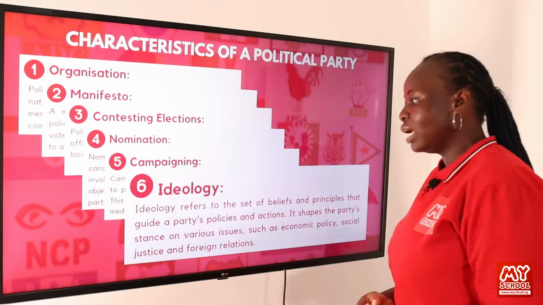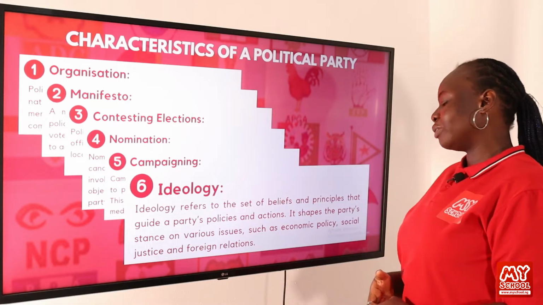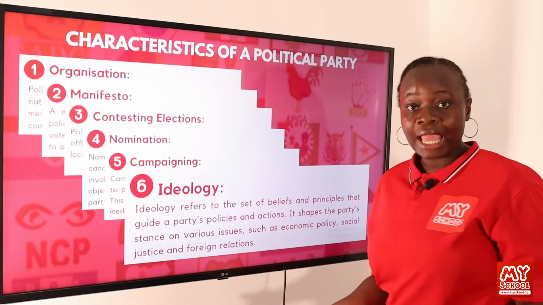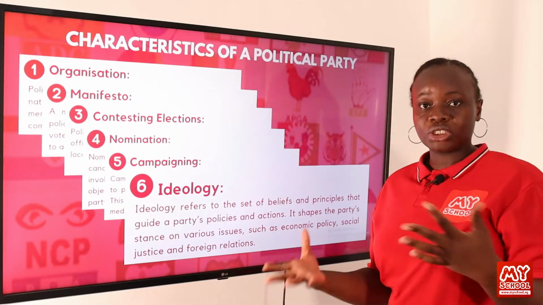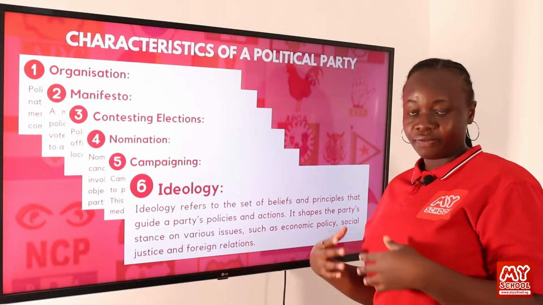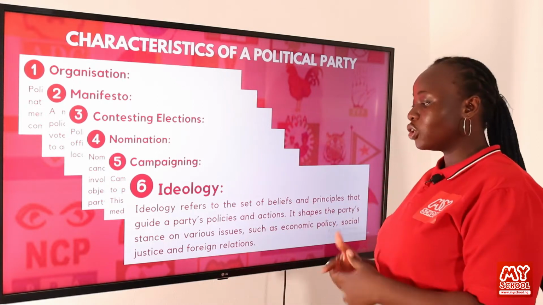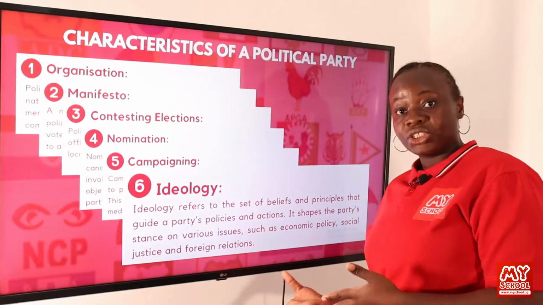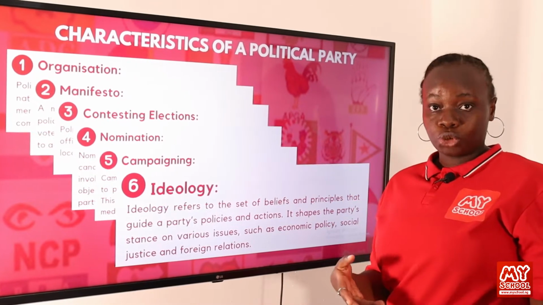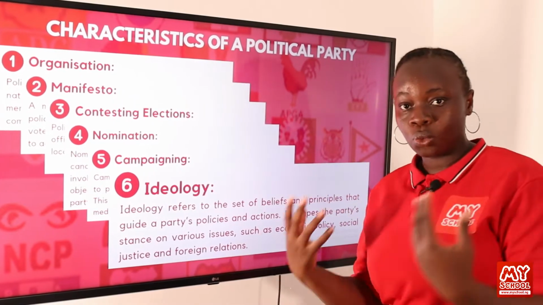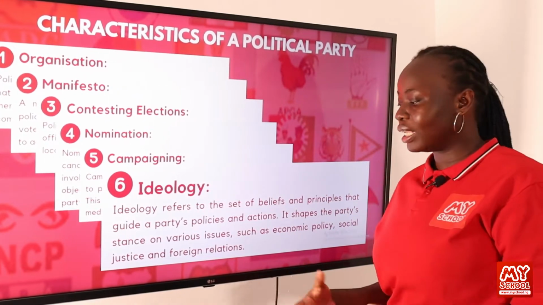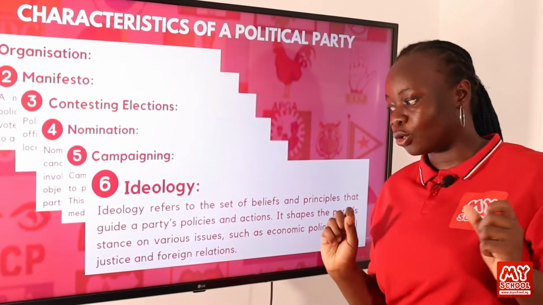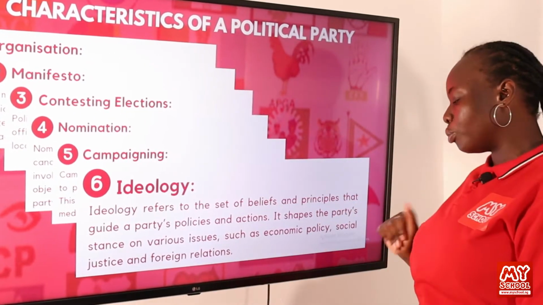We have ideology. Ideology refers to the set of beliefs and principles that guide a party's policies and actions. We've talked about political ideologies. We've discussed the various political ideologies we have: capitalism, socialism, conservatism, liberalism, libertarianism, and the likes. So these ideologies can be adopted by a particular political party. Depending on what they intend to achieve when they get to power, they can hold a certain ideology and try to shape the party's stance on various issues, such as economic policy.